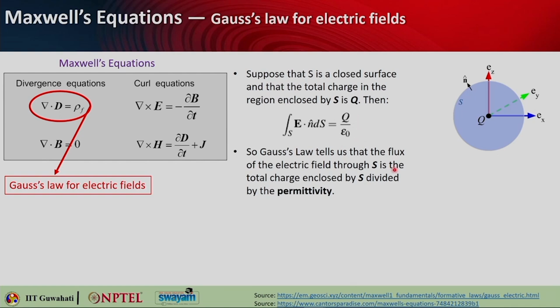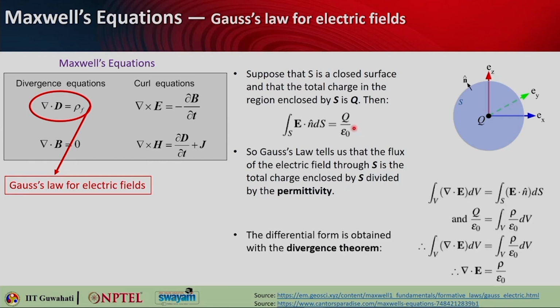Okay, so Gauss's law basically tells you that the flux of the electric field through S is the total charge enclosed by this closed surface S divided by the permittivity. So this is the flux that is equal to the total charge divided by the permittivity.